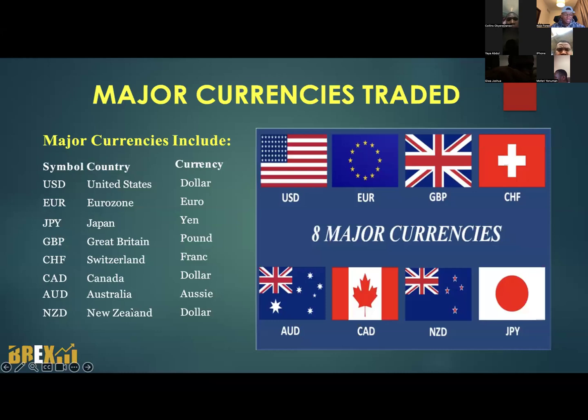The moment you see NZD, just know that we're talking about the New Zealand dollar. The moment you see AUD, just know we're talking about the Australian dollar. The moment you see CHF, just know you're talking about the Switzerland franc. And then GBP, Great Britain pound, JPY, Japanese yen, EUR, euro.